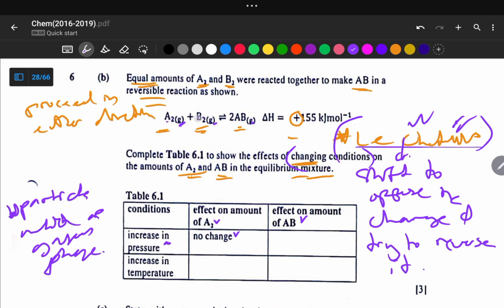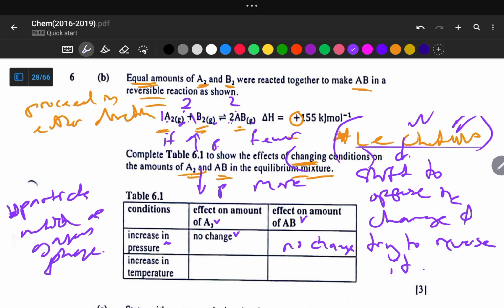So the total number of moles here, we have 2 moles, and then here we have 2 moles, 1 more here and 1 more there. So the total number of moles for the reactants is 2, and for the products is 2, right? If we increase pressure, we favor the side with fewer moles of gases, and if we decrease pressure, we favor the side with more gaseous molecules. Are we together? If we have equal moles, the effect of pressure will cancel out, so there is no change that we observe, right? So here, the amount of A, no change.